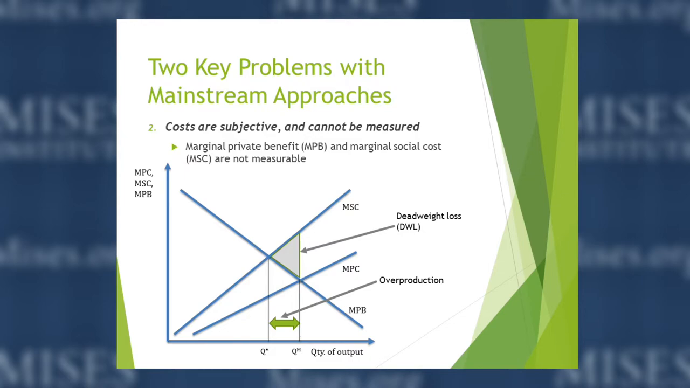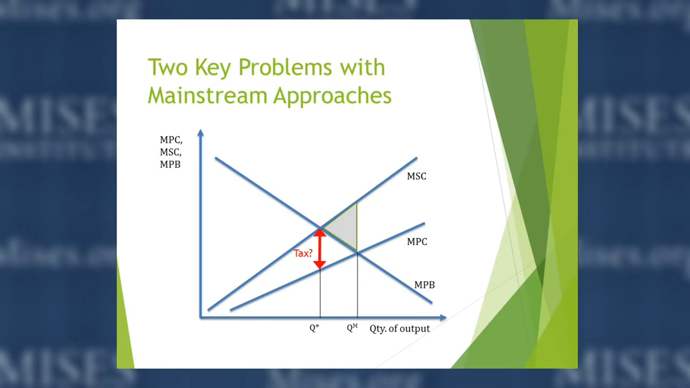They're only thinking, when I flip on the light, I'm not thinking, oh, well, you know, I'm adding sulfur dioxide to the atmosphere and somebody's going to suffer as a result of this. Typical person doesn't think very much about that. So, what if the government then, and this is typically the next paragraph in your textbook, what if the government then imposes a tax on the producers of these goods that create this external effect?